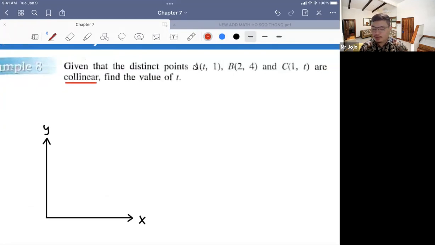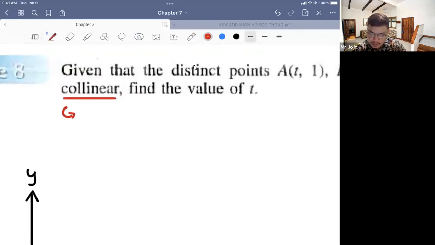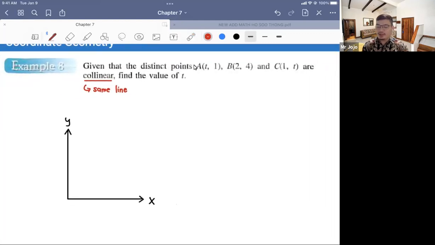I'm not good in English, but I think the word co means same, right? That's why when you say colleague, you're in the same company. When you say cooperate, you work together. So the word co means together. And the word linear means same line, basically. Collinear means on the same line. Let me write it here: same line. That's what it means. Then we need to find the value of t.